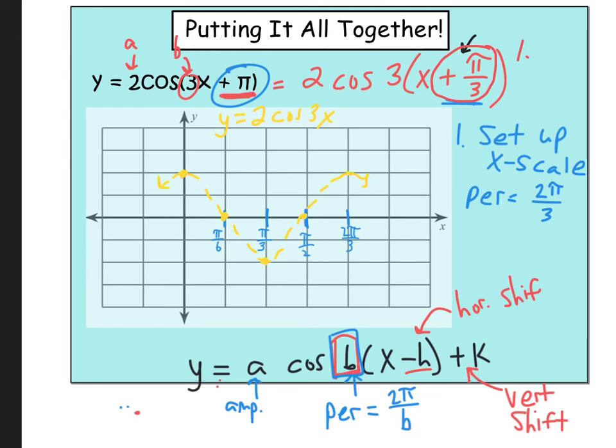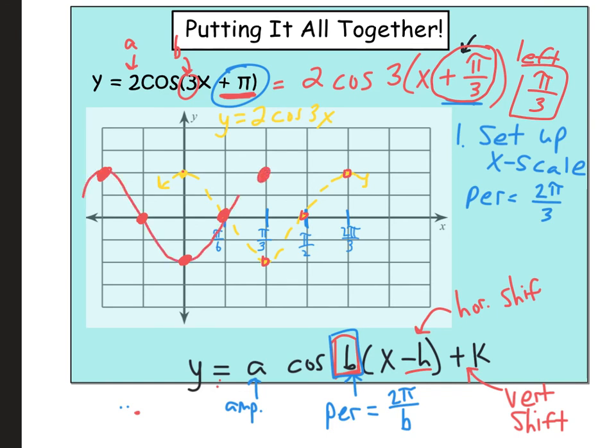Since it's on the inside as a plus, it means we are going to go to the left pi over 3. So I'm going to take each point and slide it, or shift it, two boxes, because pi over 3, if you look at our scale here, is 2 boxes. So if I take this point, it's going to go 2 boxes to the left. If I take this point, it's going to go 2 grids to the left. This point, 2 grids to the left is there. This next point, 2 grids to the left is now there. This maximum up here, 2 boxes to the left is there.